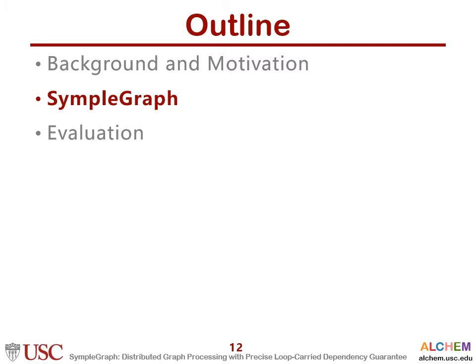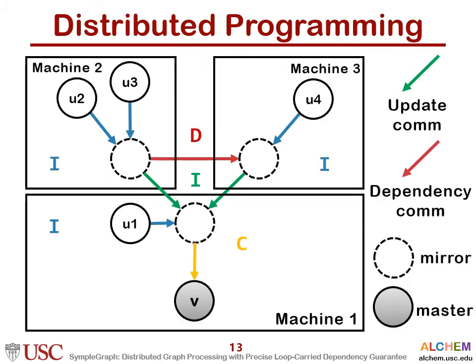So we propose SympleGraph to solve this problem. The high-level idea of SympleGraph is that we add a new type of communication in the system, that is the dependency communication. Instead of only sending the update messages to the master independently in parallel, we do a dependency communication from one mirror to another mirror and make sure that the processing of neighbors follows a sequential order.